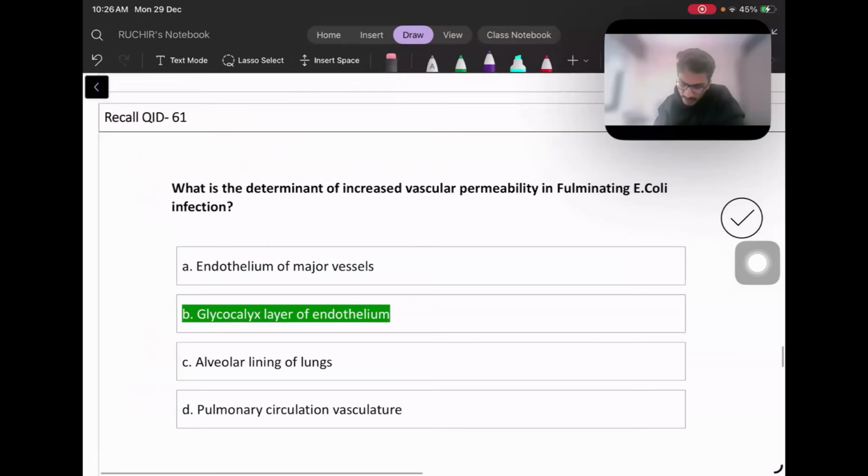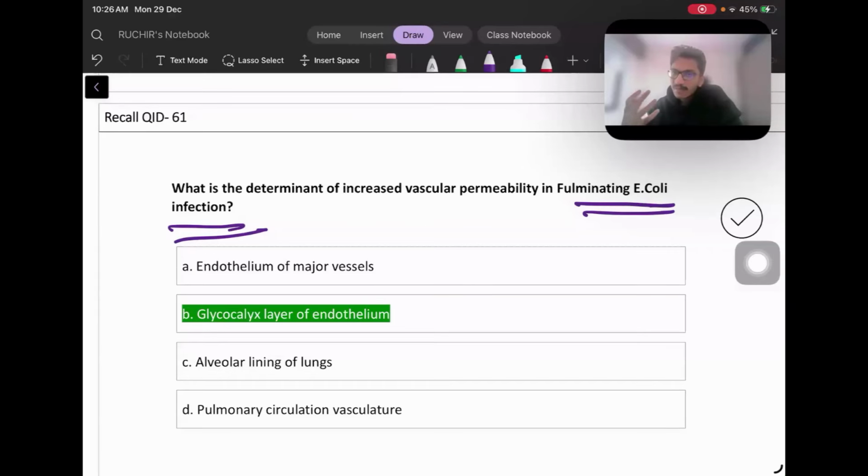Next, coming to: what is the determinant of increased vascular permeability in fulminating E. coli infection? I have gone through all three textbooks to find the reference for this particular question. Considering the burns in patches, you cannot assume. I have told you many times when teaching: please don't assume anything in the question unless it is mentioned. If it is not mentioned, go for the generalized thing that they are trying to ask. Don't assume that they wanted to ask about patches and calculate the area of the patch. It does not work like that.